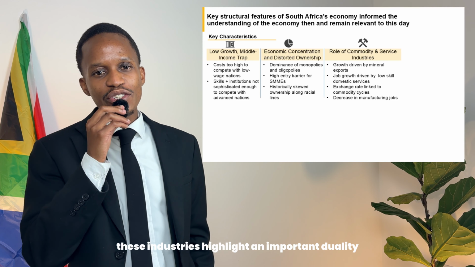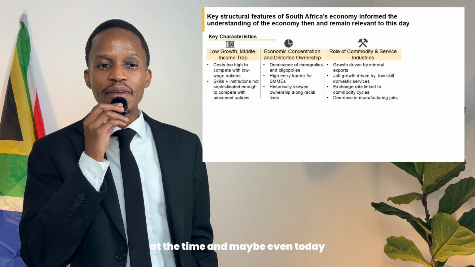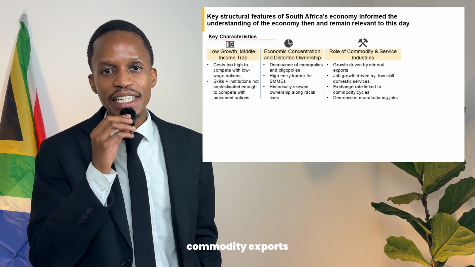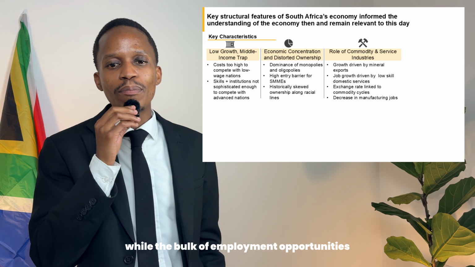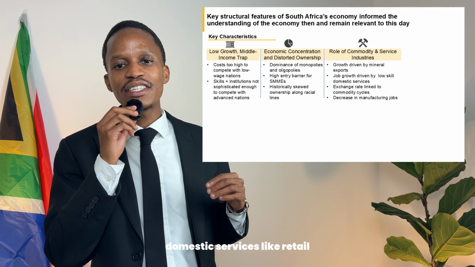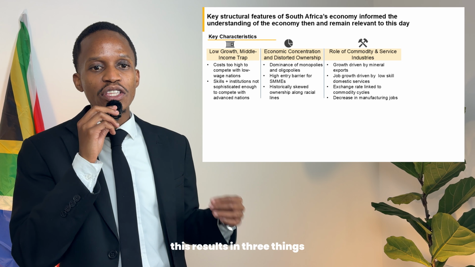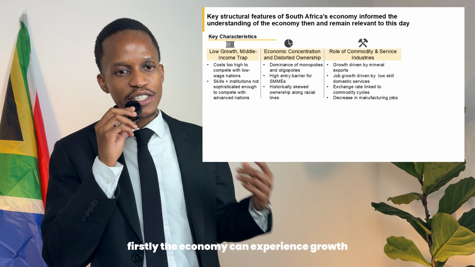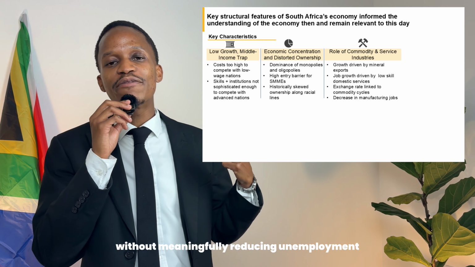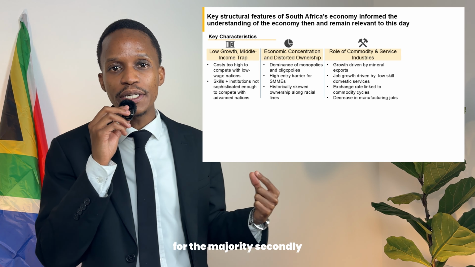The third characteristic of the South African economy is the role of the commodity and service industries. These industries highlight an important duality in the economy of South Africa at the time, and maybe even today. The economy was characterized as largely growing through commodity exports, while the bulk of employment opportunities were created from low productivity domestic services like retail, security services, and domestic work. This results in three things. Firstly, the economy can experience growth through a commodity boom without meaningfully reducing unemployment or raising wages for the majority.